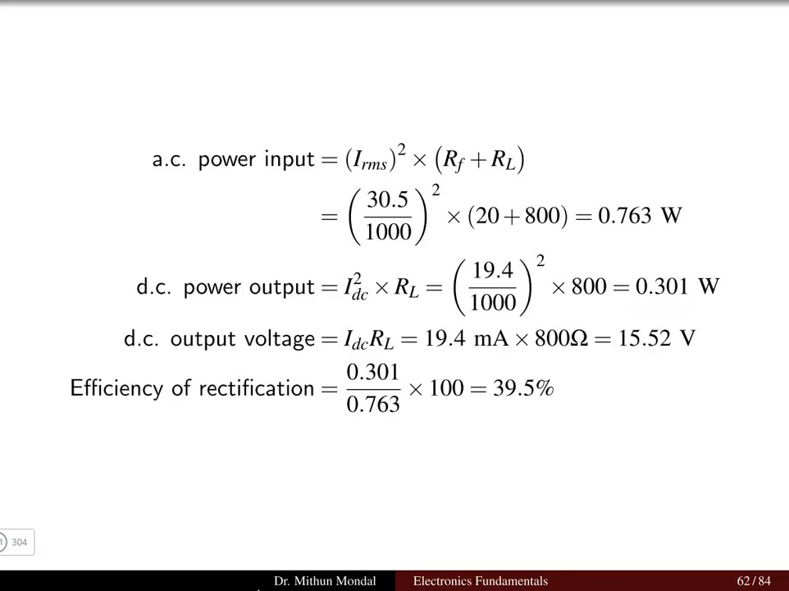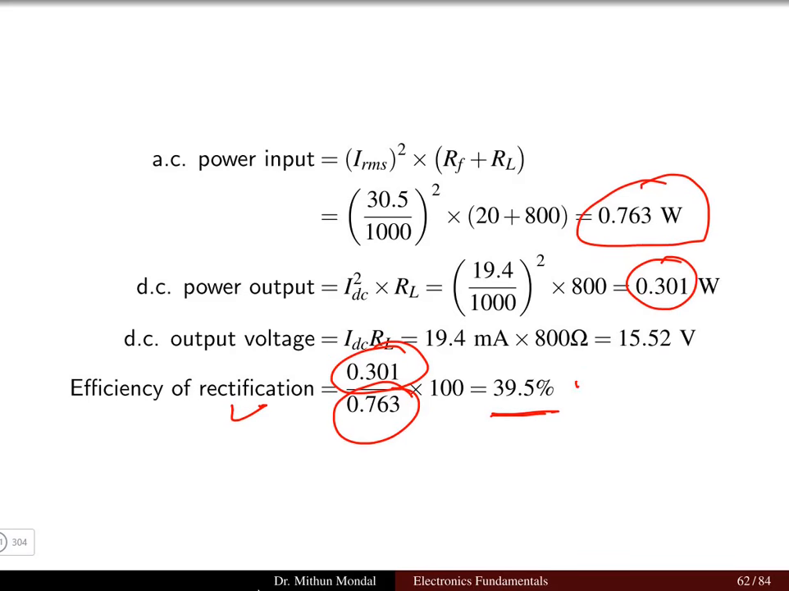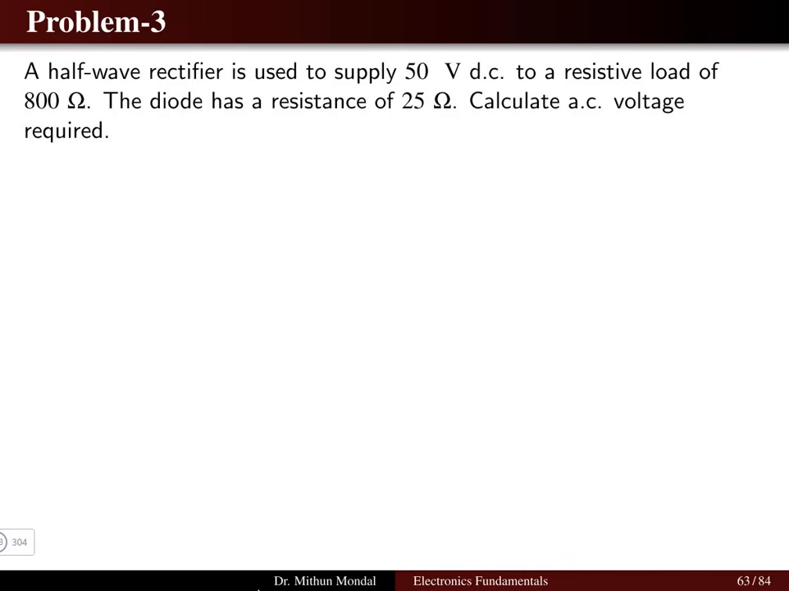And the efficiency is basically the output power by the input power. Input power will be AC, that is 0.763, and the efficiency is 39.5, which is close to 40% in case of half wave rectifier. So our answer will be correct because it has to be close to 40% for the half wave rectifier.